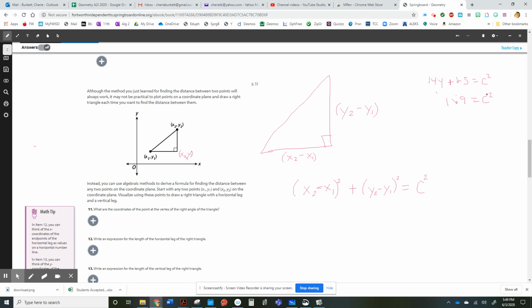Well, we don't want to know the value of the distance squared. We want to know what the actual length of the hypotenuse is. So how did we undo that square? We took the square root. And that gave us 13, right?